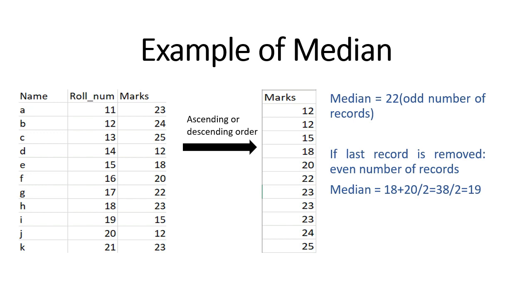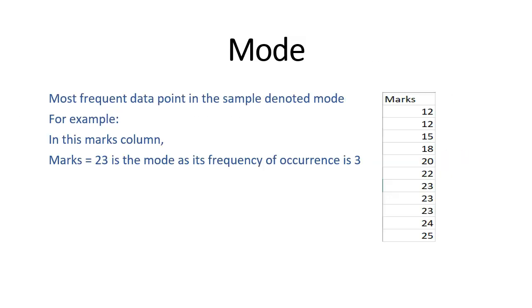And if the last record is removed, let us assume it to be an even number. So the number of records will be 10 now. So we'll take the median equals to 18 plus 20 divided by 2, because 18 and 20 are the two middle numbers. So the median comes out to be 19.